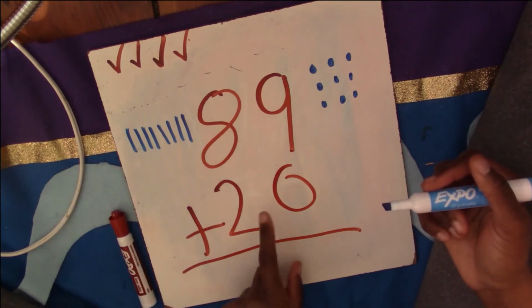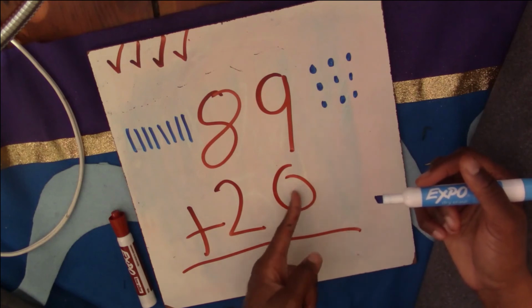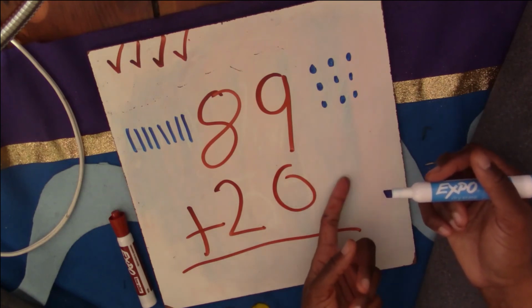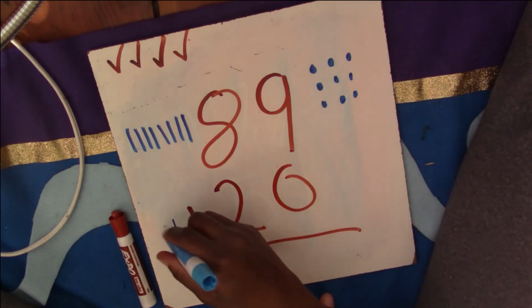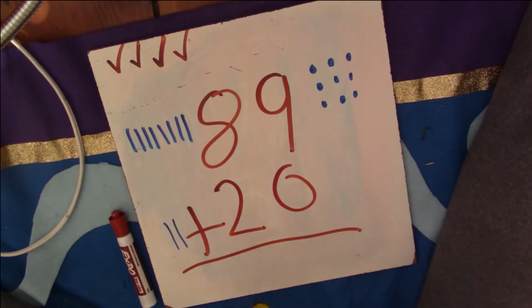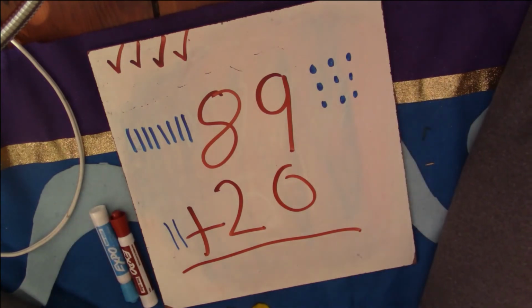Okay, now let's draw our ones and tens for 20. Do I have any ones? No, I do not, so I'm not going to draw any ones. So I'm just going to draw my tens. I have 2 groups of 10. 1 group, 2 groups. Okay. Now it's time to count them all up.